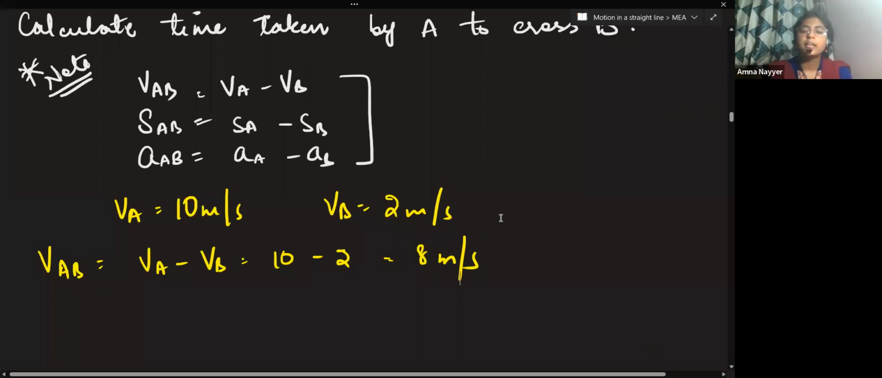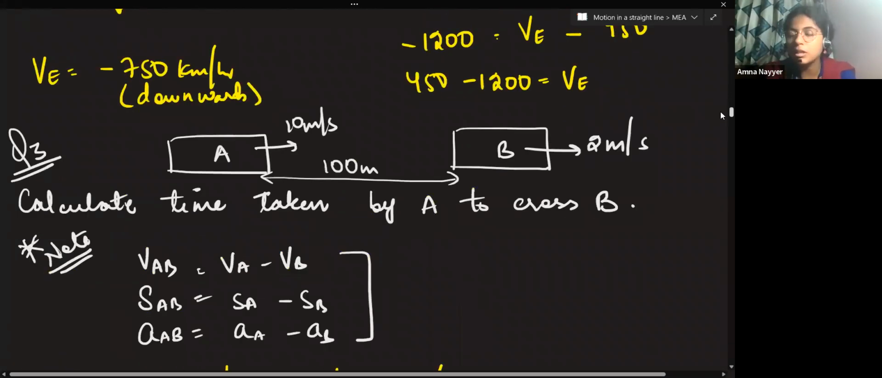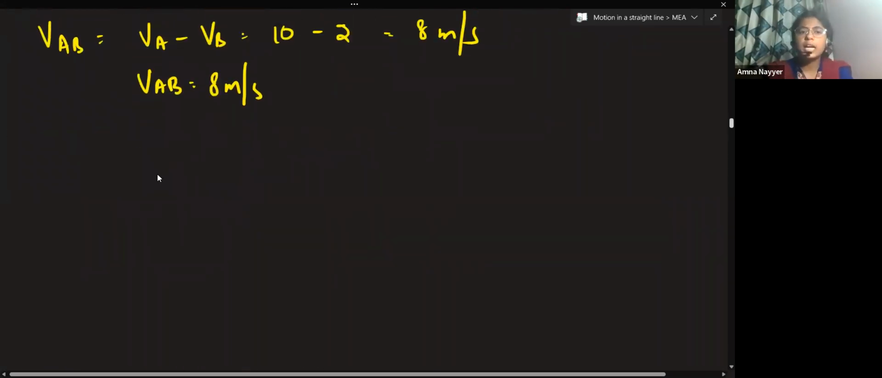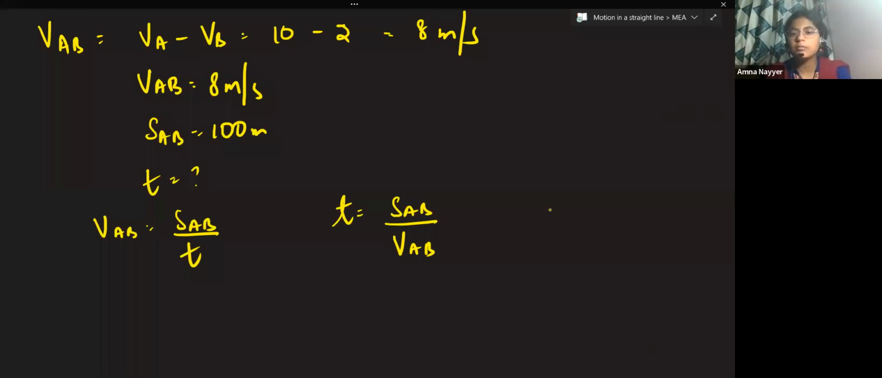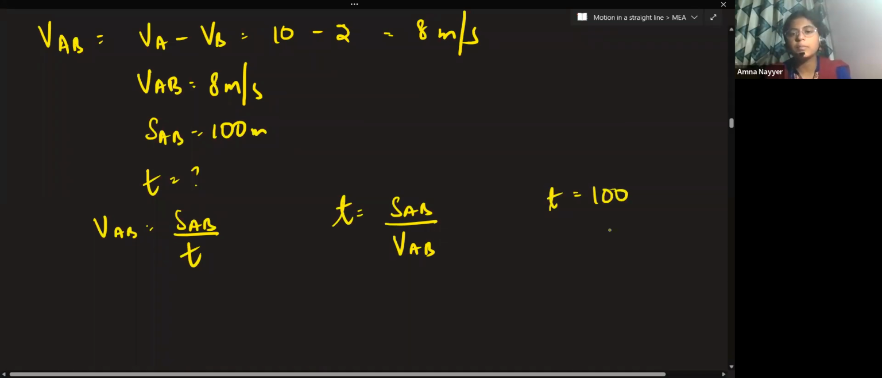This much is done. Velocity is given to you. Now velocity you have calculated 8 meter per second. The relative separation between them, how much both of them are separated with respect to each other, that is given to you as 100. So SAB is given to you as 100 meters. Time will be what? Speed is equal to distance divided by time. So time is equal to distance divided by speed. So time will be equal to 100 divided by 8. So it should be around 12.5 seconds.